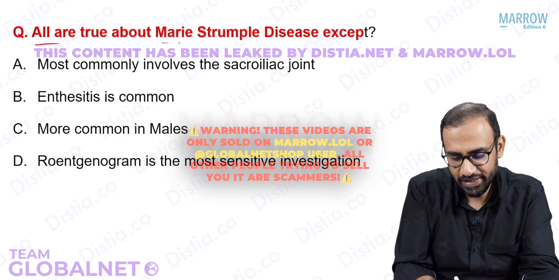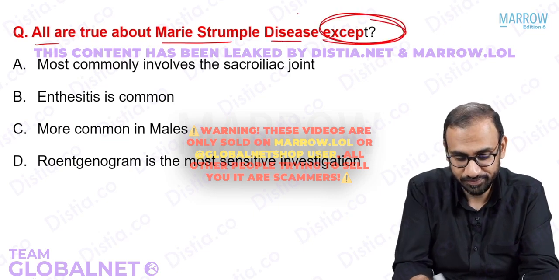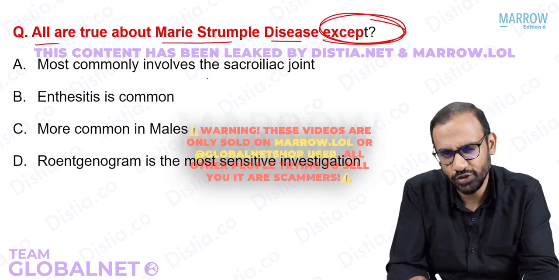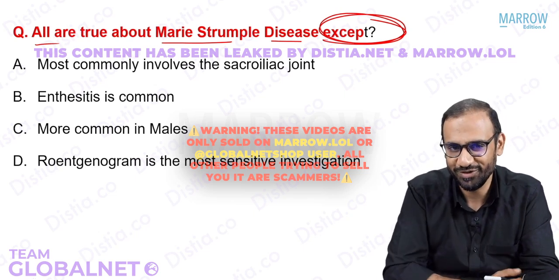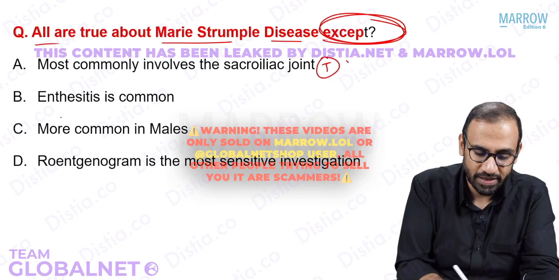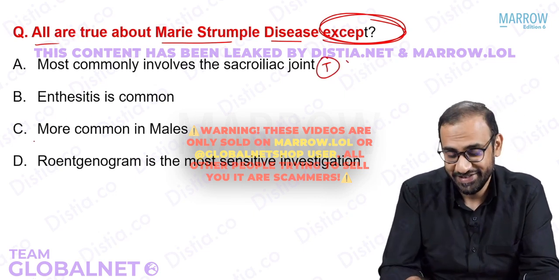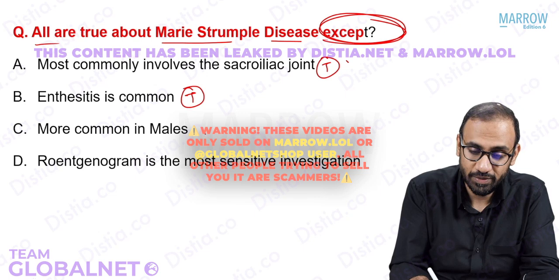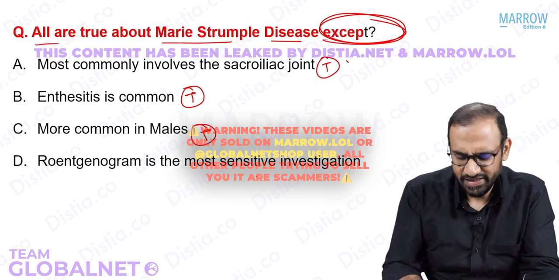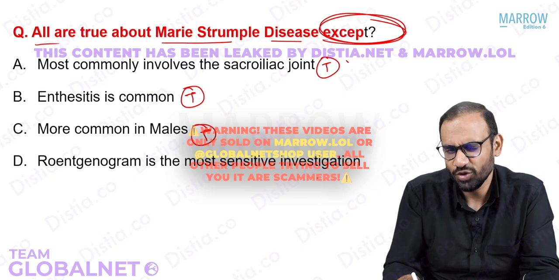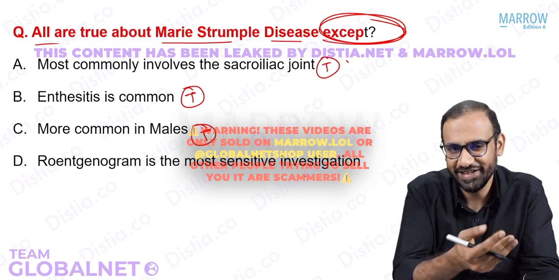All are true about Marie-Strümpell disease except: most commonly involves the sacroiliac joint; it's a different name of ankylosing spondylitis; enthesitis is common; more common in males, obviously; Röntgenogram is the most sensitive investigation. True or false? Yes, this is true. Röntgenogram is basically X-ray.